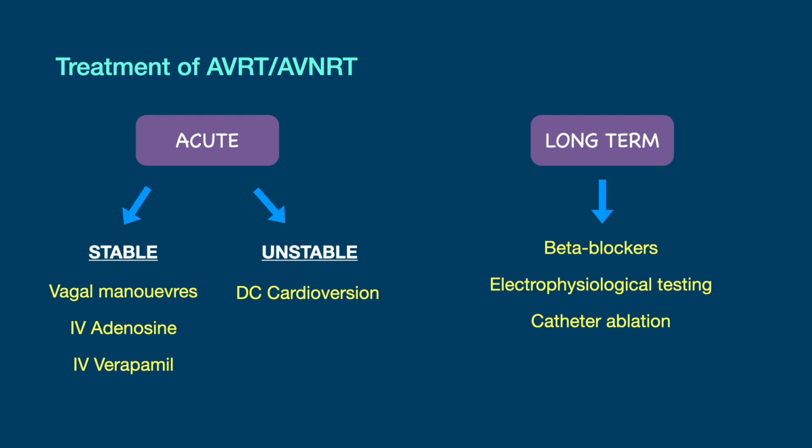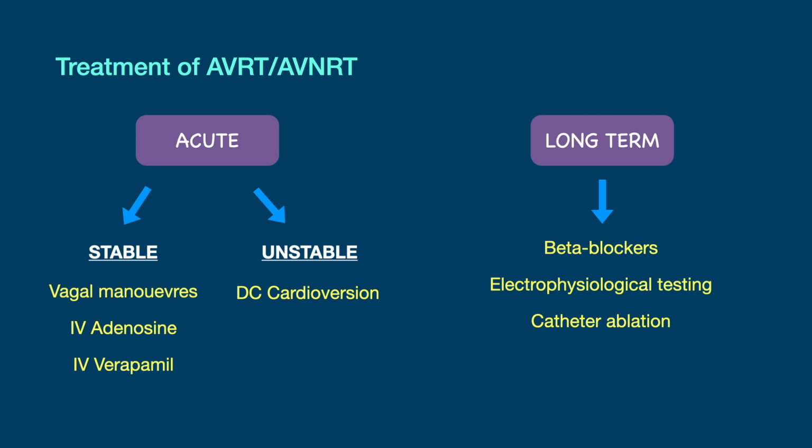As for the acute management, if the patient is compromised, use DC cardioversion. Vagal maneuvers such as carotid sinus massage and Valsalva maneuver can be applied, and IV adenosine is also given, however contraindicated in asthma and allergy. In those cases, you may use verapamil.